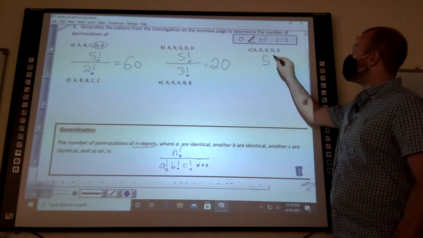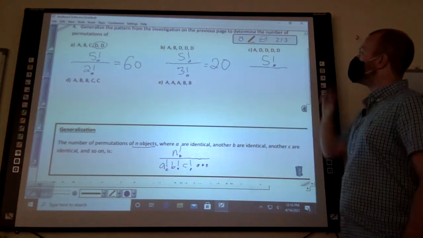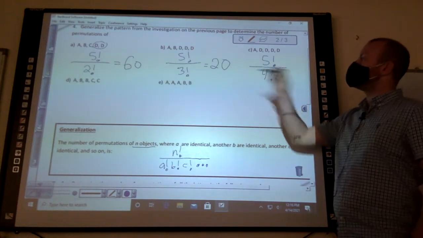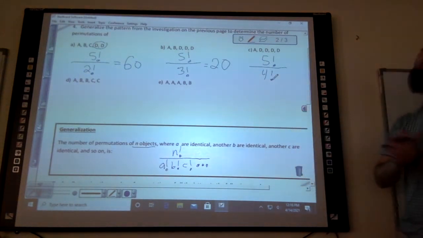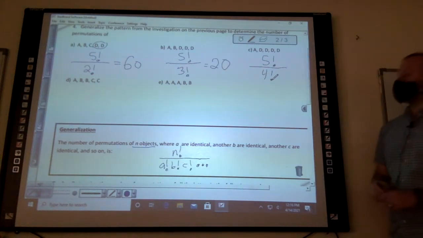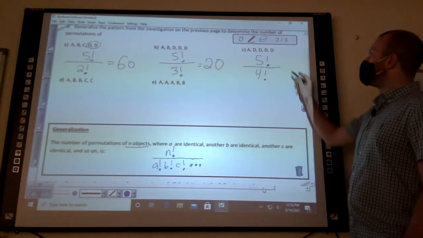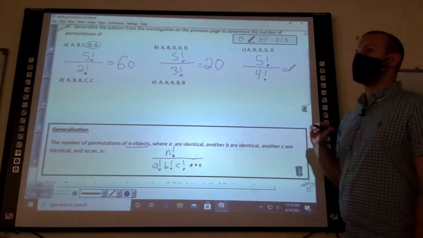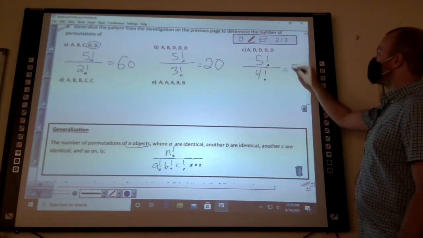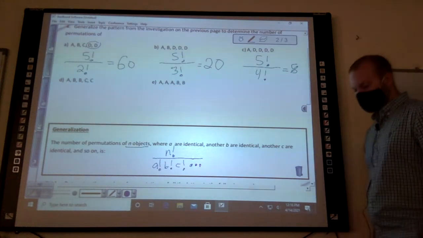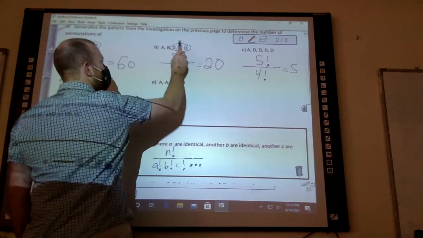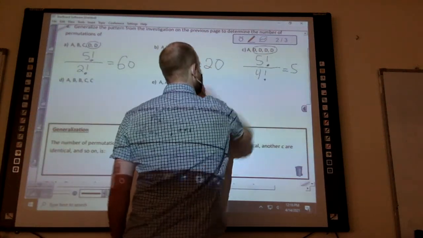The next one, again, we've got 5 items. And how many repeats this time? 4. Good. So you're seeing what's happening with the denominator. Every time I've got a repeat, I'm going to put a number in the denominator here. I'll show you what that one is. So this one's just going to give you 5. So again, here's our triplet. Here's our quadruplet.